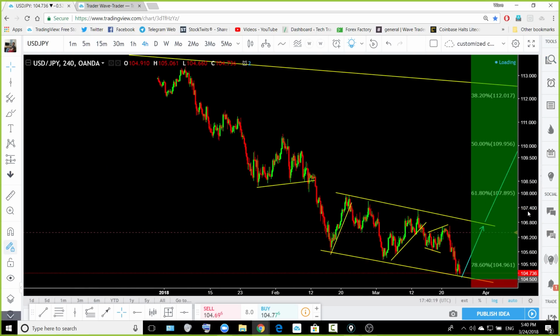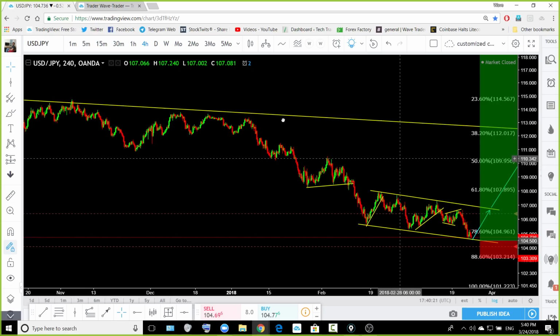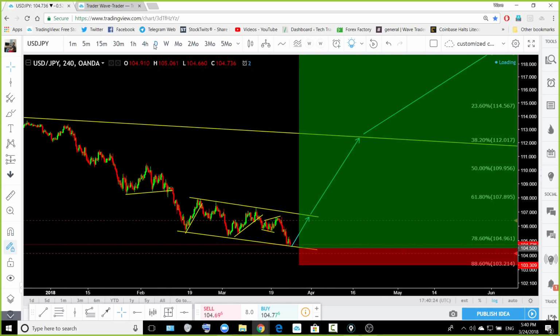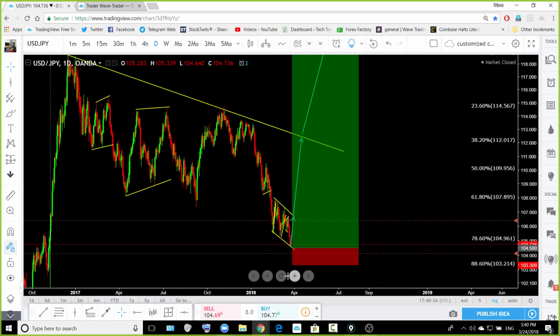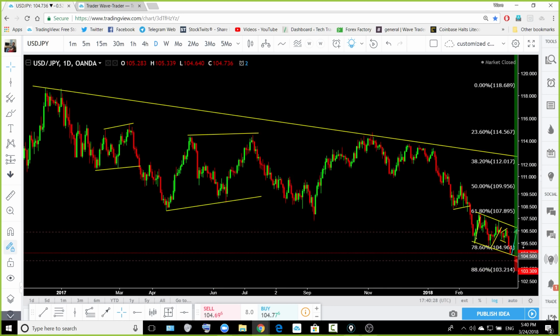So dollar yen. This is your trade on the dollar yen. We were looking for breakout last week. We haven't got the breakout. Prices just keep pushing for the downside.